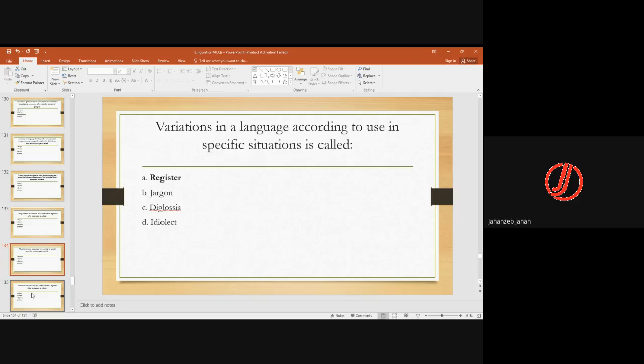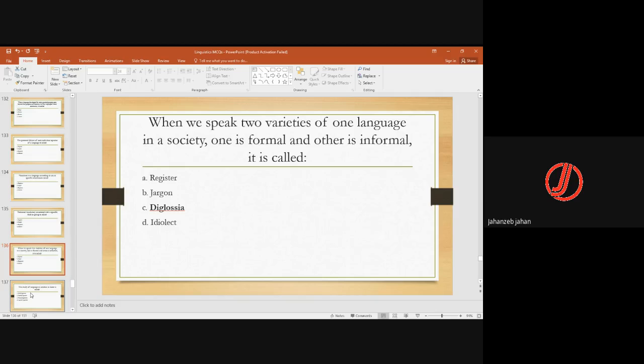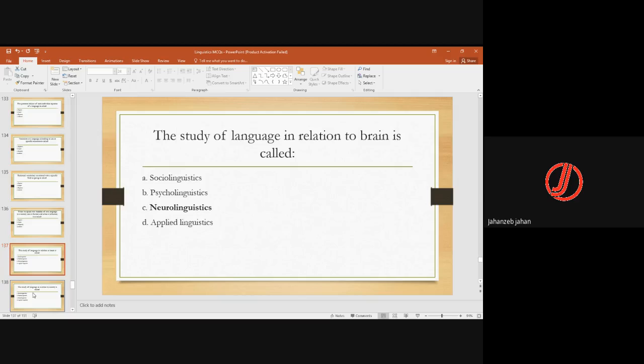Variations in language according to use in specific situation is called register. Like law का register और है, medical का register और है. Technical vocabulary associated with a specific field or group, like that is called jargon. So वो जो हमारे लिए jargon है वो उनके लिए register है. So वही दो languages हैं society में, so that is Diglossia. The study of language in relation to brain is called neurolinguistics, जो कि brain और इसका relation देखती है. Language का society से ताल्लुक हम देखते हैं sociolinguistics में.